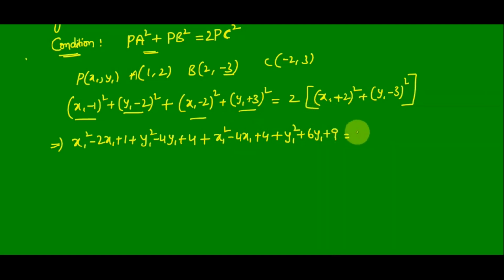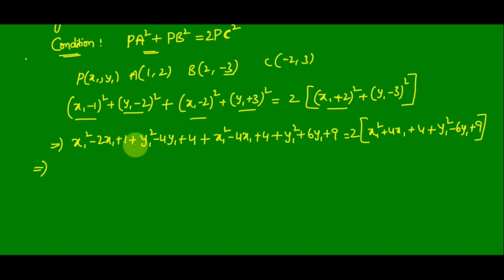Similarly, we'll do on the right hand side, 2 into, this is also a plus b whole square format, x1 square plus 4x1 plus 4. Similarly, a minus b whole square format, y1 square minus 6y1 plus 9. So now we'll simplify this.